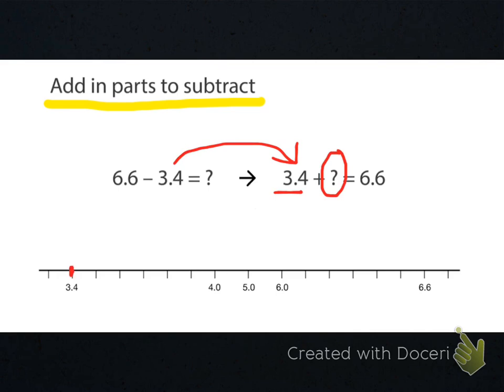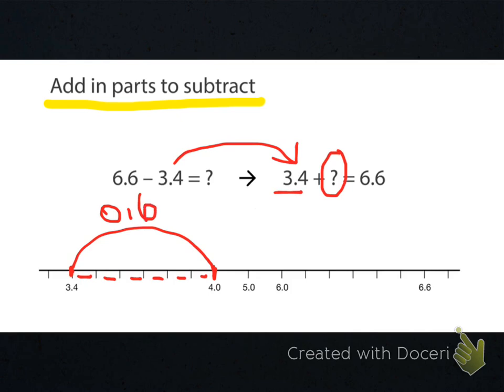So we have 3.4. I want to get to a whole number first, and the first whole number I see on my number line is 4.0. So I'm going to count 1, 2, 3, 4, 5, 6. I have jumped 0.6 to get to that whole number.